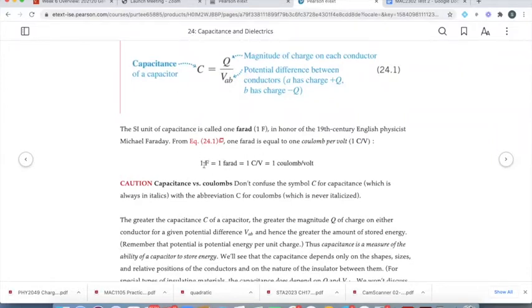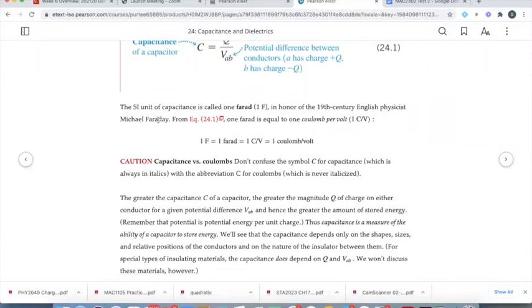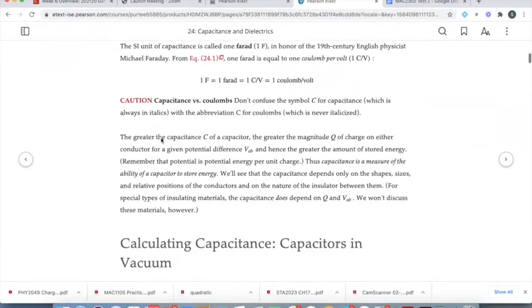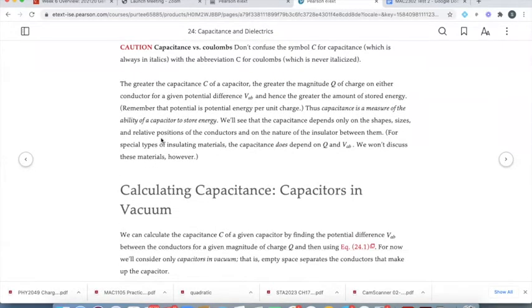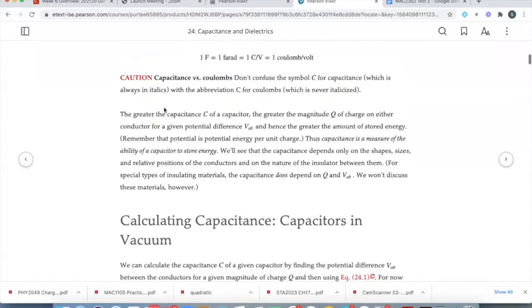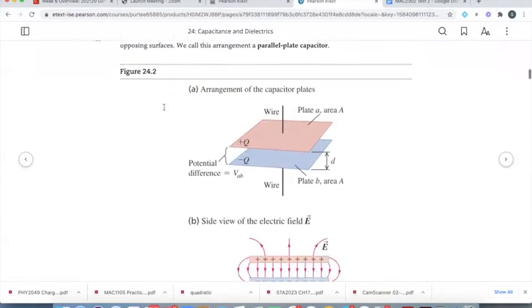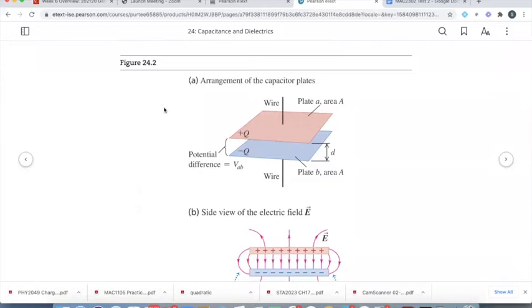Capacitance is measured in farads, which is 1 coulomb per volt, named after Michael Faraday. Almost a quarter of what we do this semester was developed by Faraday. Okay, so the simplest kind of capacitor we could have is a parallel plate capacitor.